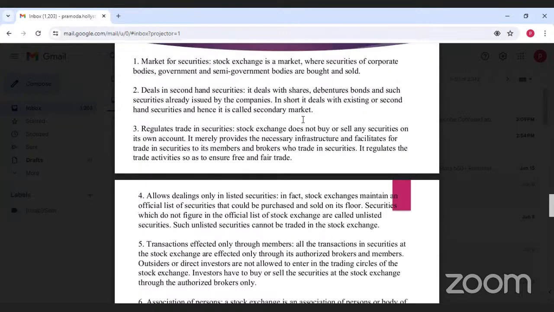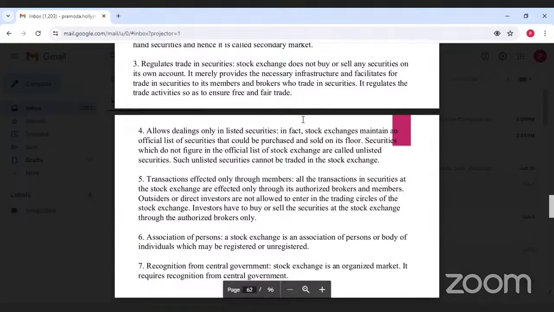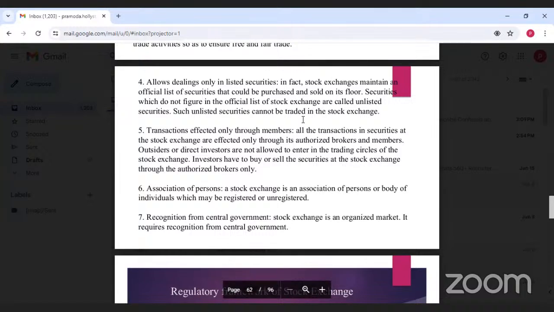Second thing, as I said, it allows only listed securities. That means only the companies which have got registered on the floor of the stock exchange are allowed to trade their securities on the floor of the stock exchange. Then another point, the fifth point: the transactions on the floor of the stock exchange are effected only through the members. As I said, the stock exchange will not deal by itself. It will have a group of brokers.